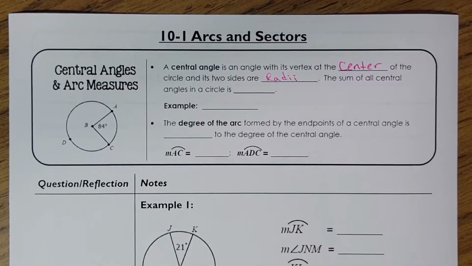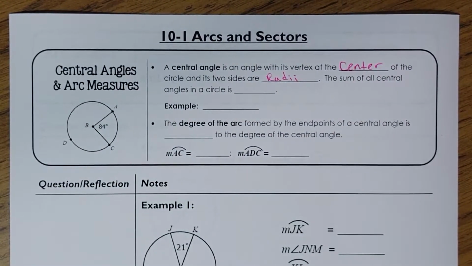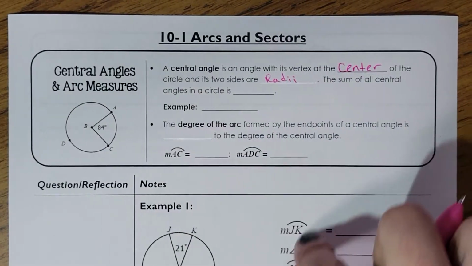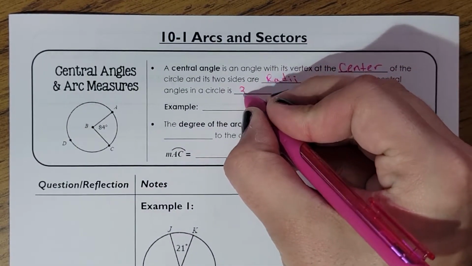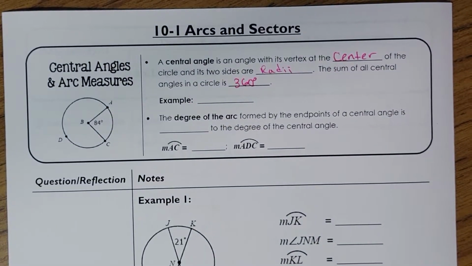radii. The sum of the central angles in a circle is, well, if you add up all the angles around, if you go all the way in a full circle, we call that a 360. So the sum is 360 degrees.